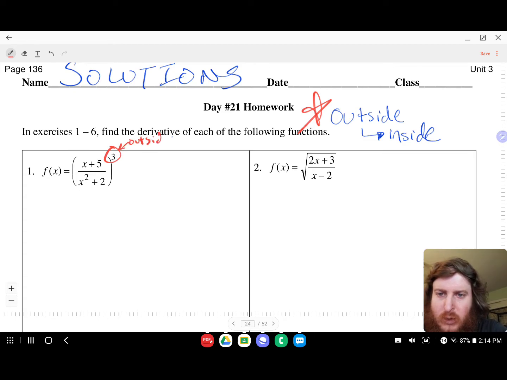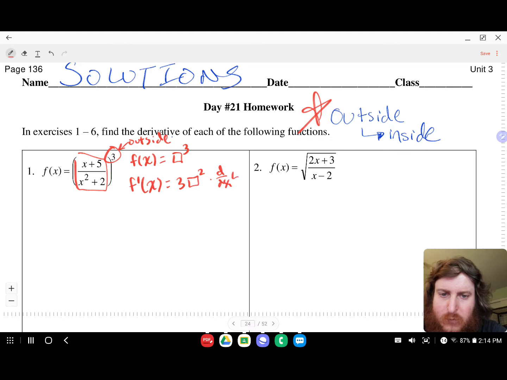And so what we're going to do is we're just going to kind of think of, what would be the derivative of box cubed or x cubed, right? The derivative of x cubed is 3x squared. The derivative of box cubed is 3 box squared times the derivative of the box. That's our chain rule. So that portion is the chain rule.